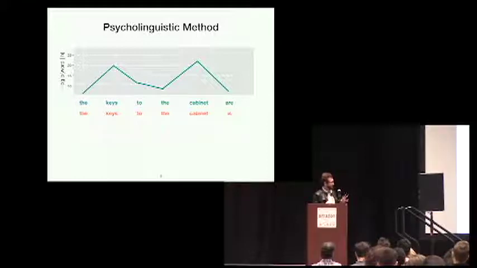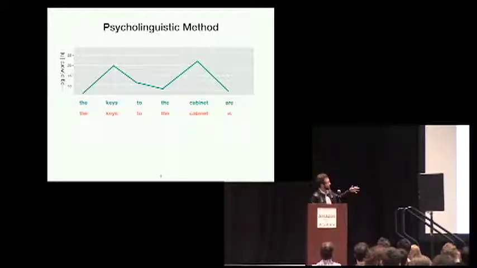What are humans using during parsing? We're going to be applying the same method, but now we're looking at the time course of surprisal coming out of language models, adducing evidence for different syntactic representations. So you have "the keys to the cabinet are."